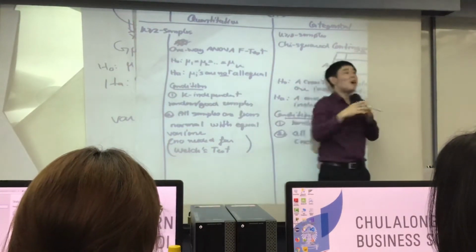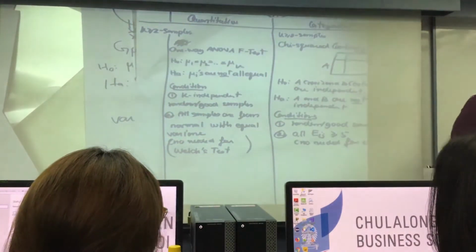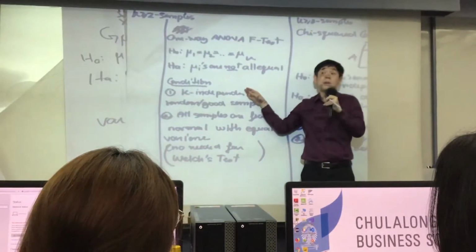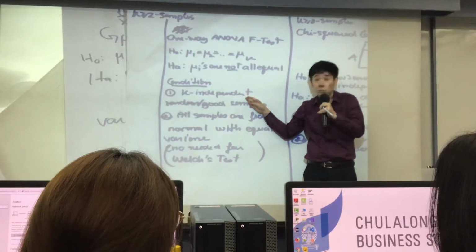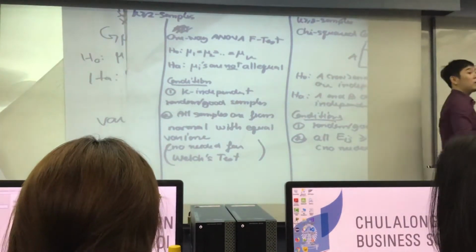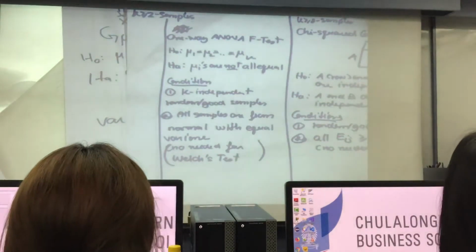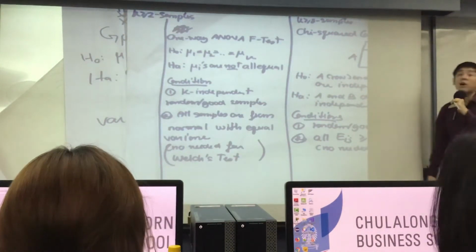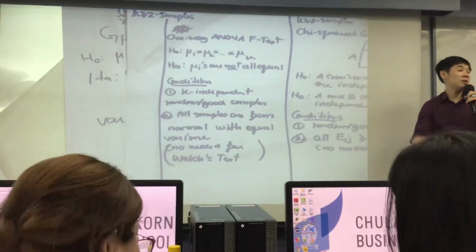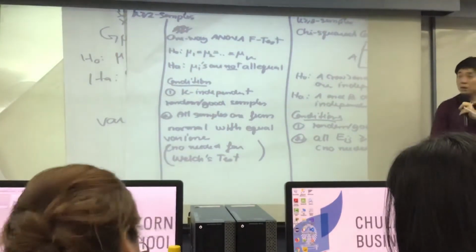For the conditions, think of an extension of two independent samples. So now we have k independent random samples. So you have four schools, school A, B, C, D. They're from different schools, so they are independent. Random, whether it's good or not, check from the setting. If given, then you say given. If not given, then you say that.